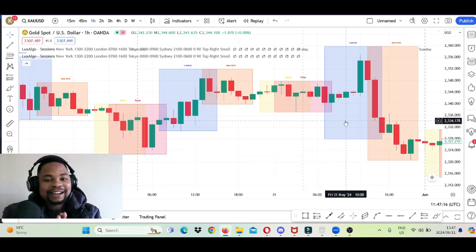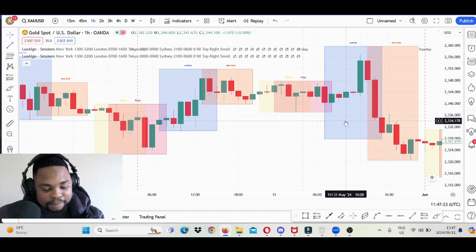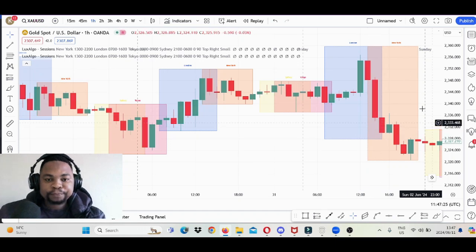So this is hack number one. This is a cheat code that you guys must take note of every time when you're trading. This is number one. So number two, it's this one.